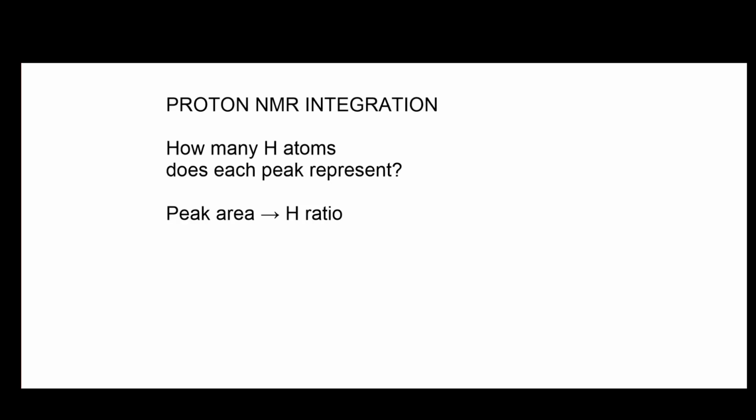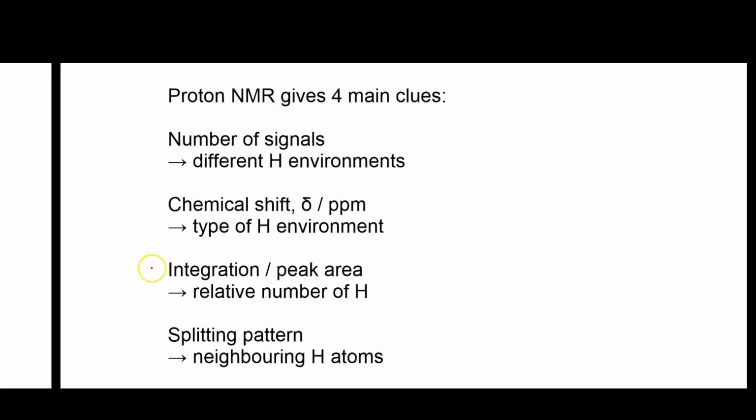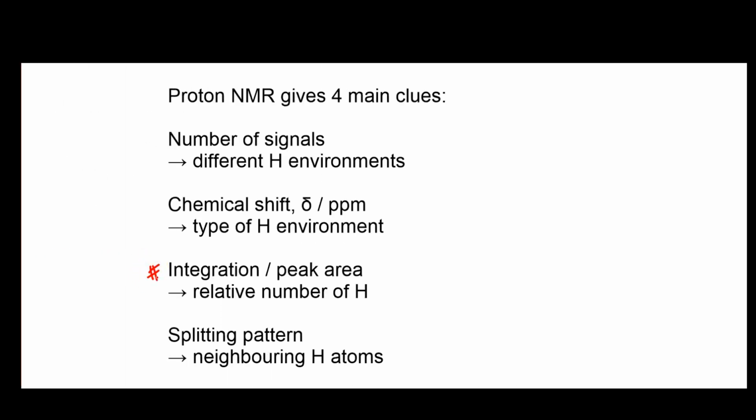In proton NMR, splitting tells us how many neighboring hydrogens are next door. Integration answers a different question: how many hydrogens are responsible for each signal? Today, we focus on integration, which tells us the relative number of hydrogens in each environment.